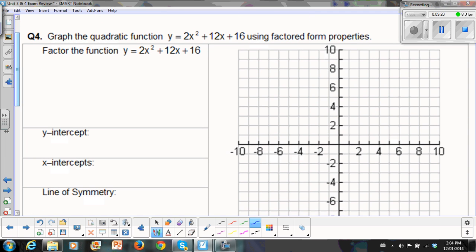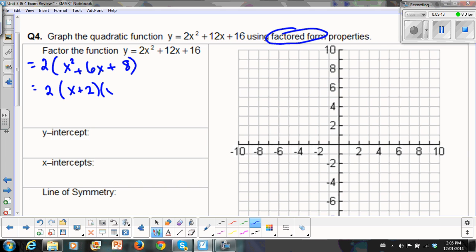Question 4. We have a function, and we are going to review factoring in order to graph. To factor this function, we had an equation like this on the test, common factor out of 2, and we end up with x squared plus 6x plus 8. And we can factor that to x plus 2, x plus 4, two factors that add to 6 and multiply to 8.